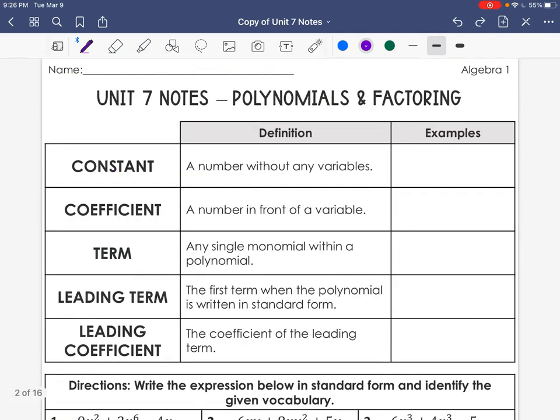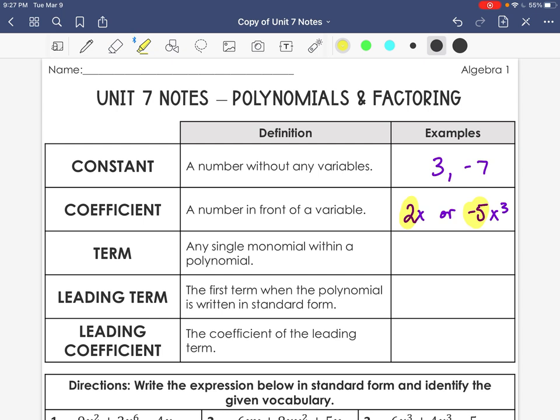Right, next page. We've got just a few more terms. So a constant is a number without any variables, like 3 or negative 7. Numbers like that are constants. We've already talked about that. Coefficient is a number in front of a variable. So if you had 2x or negative 5x to the 3rd, the coefficients would be the number in front of the variable. So that's the coefficient.